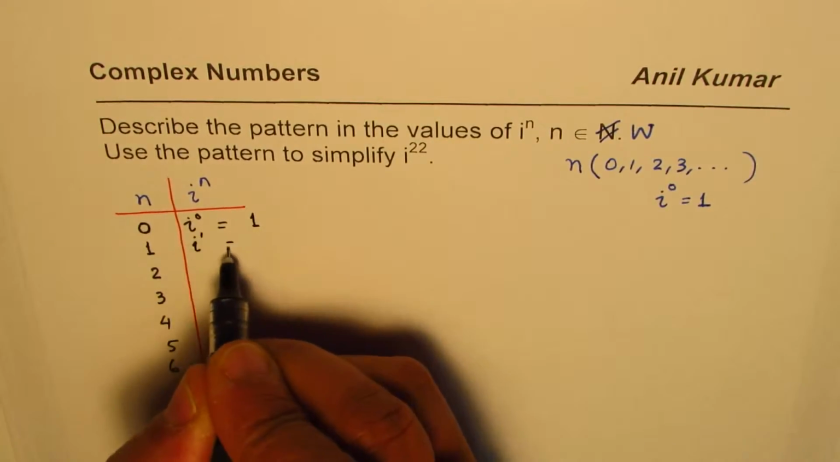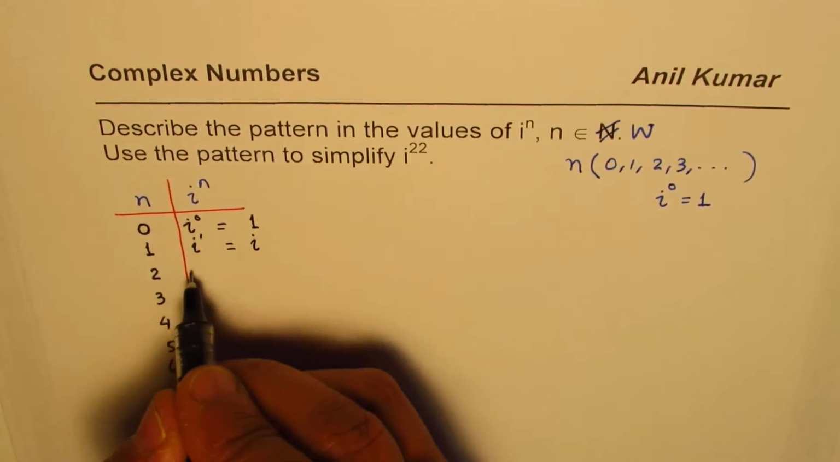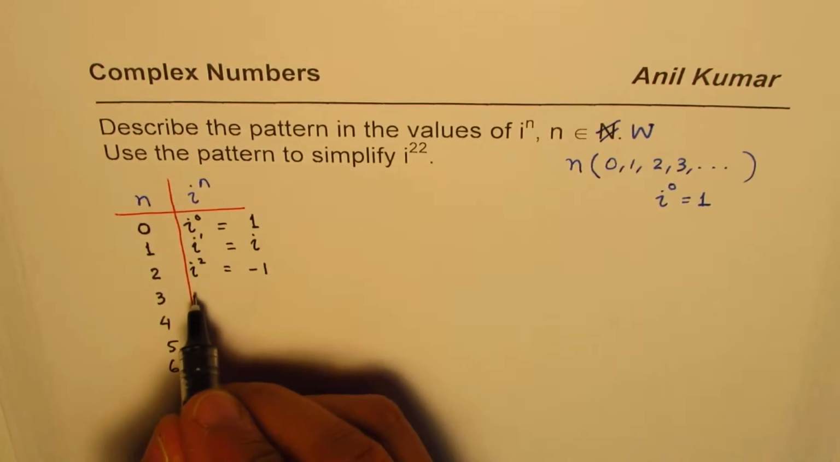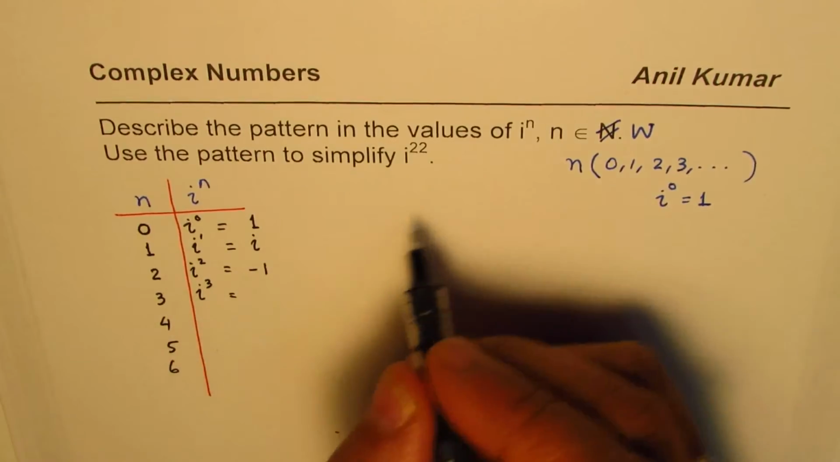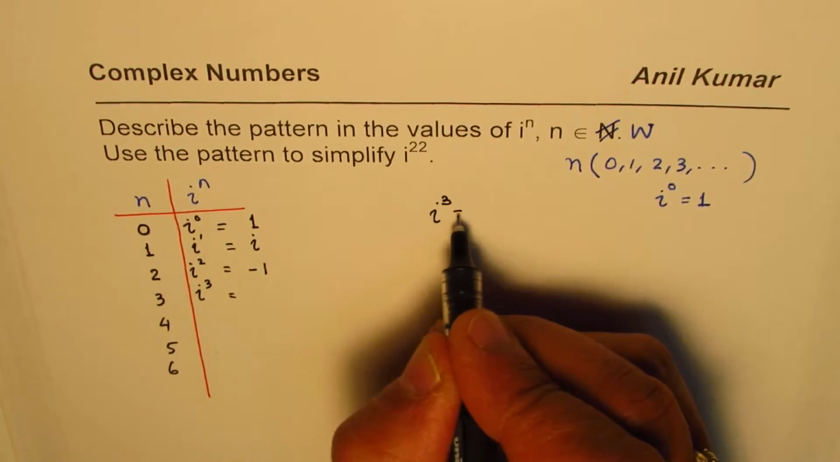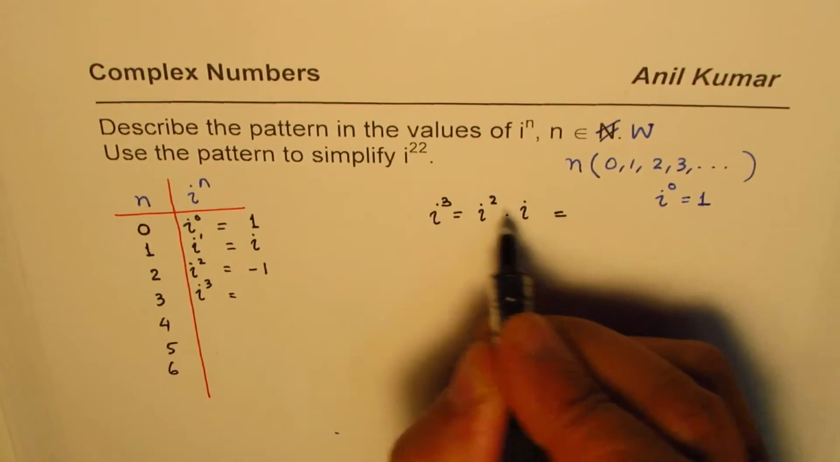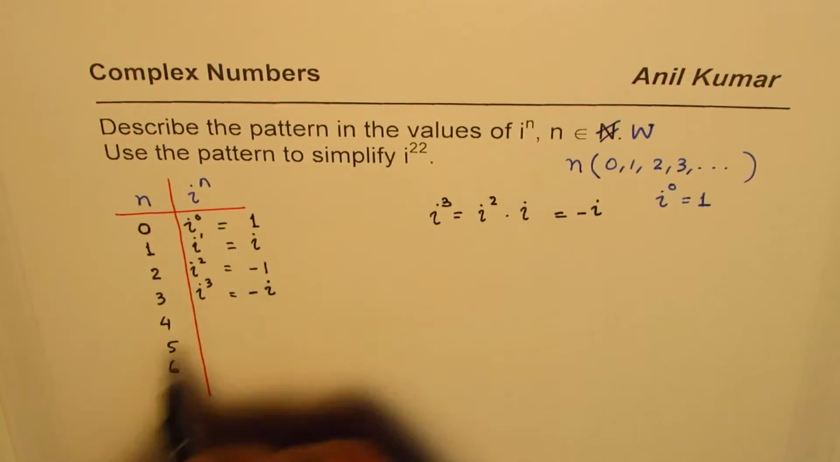i to the power of 1 is the number itself, which is i. Imaginary number i squared is minus 1, right? How about i cubed? Now i cubed you can evaluate like this. i cubed equals i squared times i, right? So i squared is minus 1, so it is minus i.